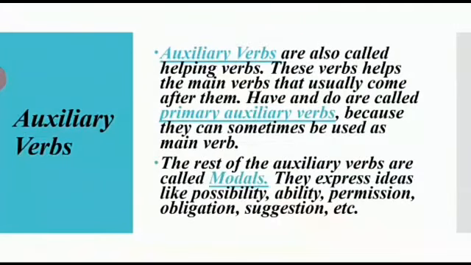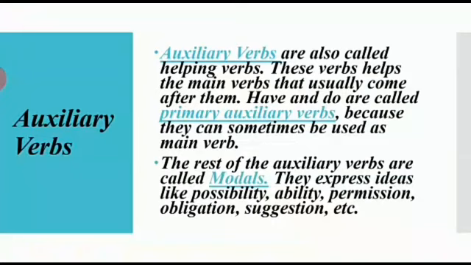Now what are auxiliary verbs? Auxiliary verbs are also called helping verbs. These verbs help the main verbs that usually come after them. Have and do are called primary auxiliary verbs because they can sometimes be used as main verbs. The rest of the auxiliary verbs are called modals. They express ideas like possibility, ability, permission, obligation, suggestion, etc. Right? We will study more in detail about modals in another video.